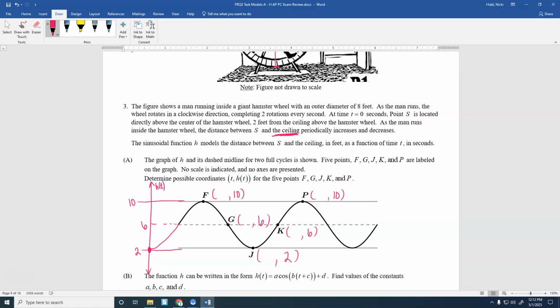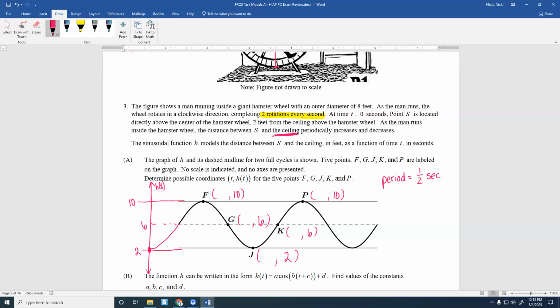All right, to be able to do your x coordinates, you need to know the period of the graph. What is the period of this function? It particularly comes from this right here. It's not 2. It's 2 rotations every second. We want to know how long it takes for 1 rotation. Half a second. All right, so it's half a second.